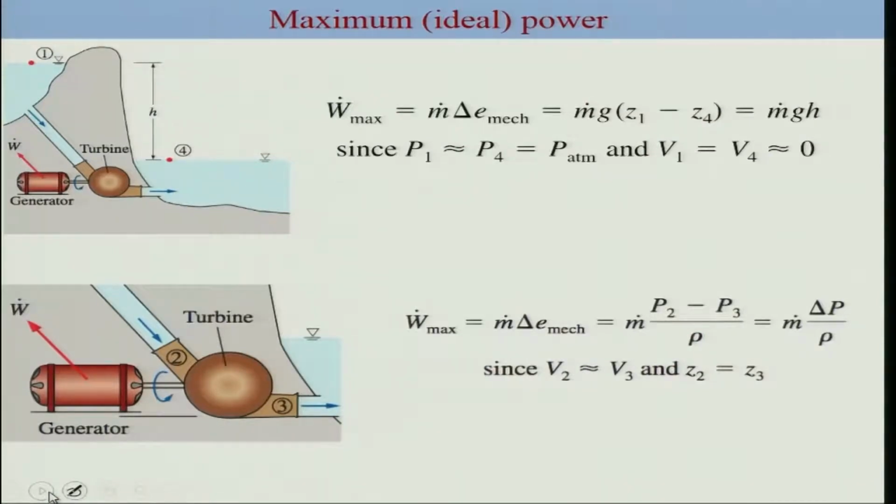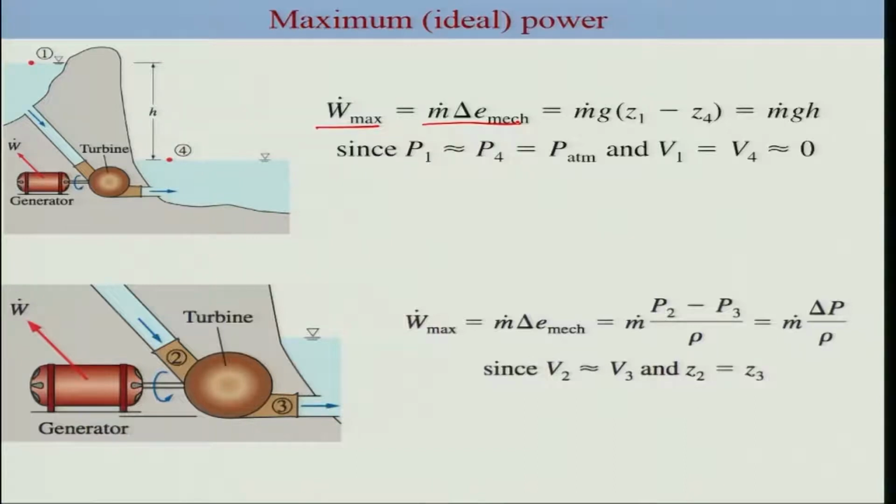Now in case of an ideal hydraulic turbine, what would be the maximum power? Assume this is a case where you have an ideal hydraulic turbine connected with an ideal generator, and it means there is no loss of energy anywhere. So whatever the mechanical energy of the fluid is transferred to the work done by the generator. So this is the maximum power, which will be simply m dot delta E mech.